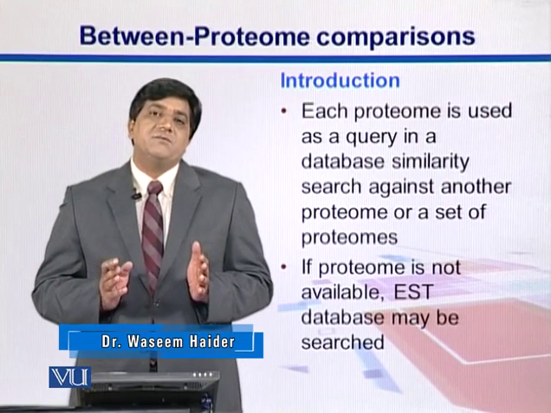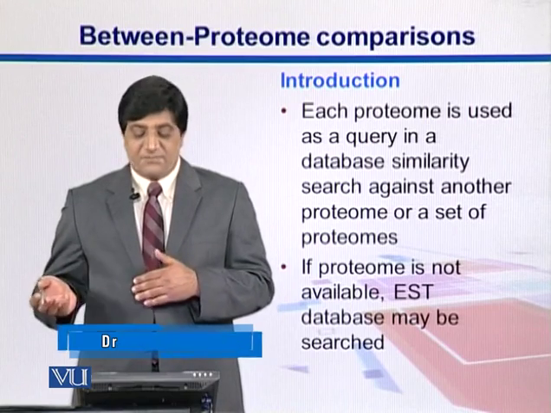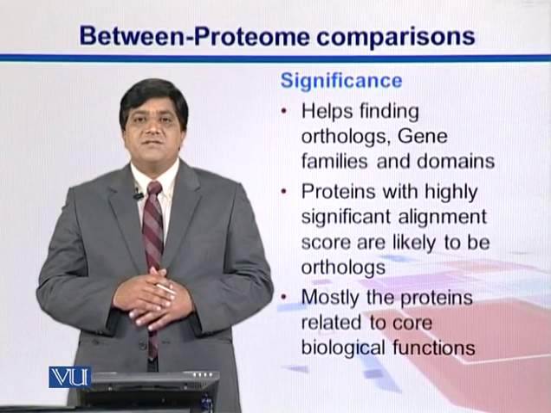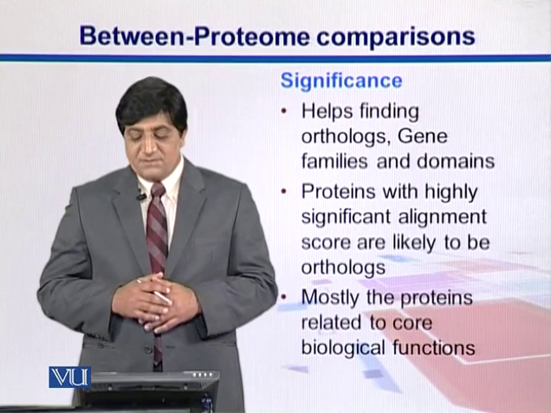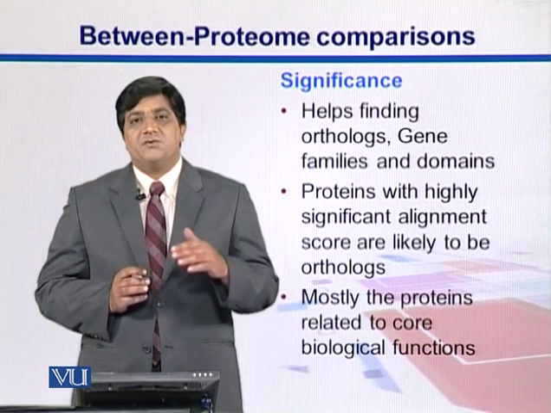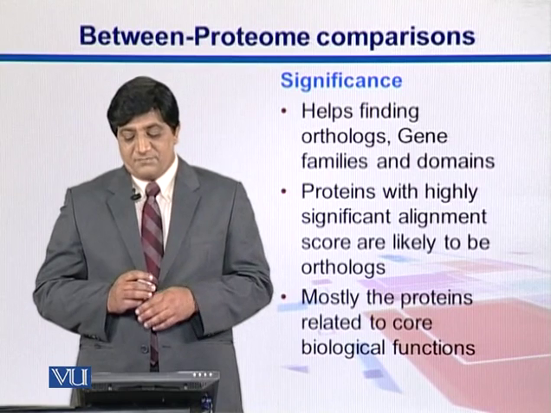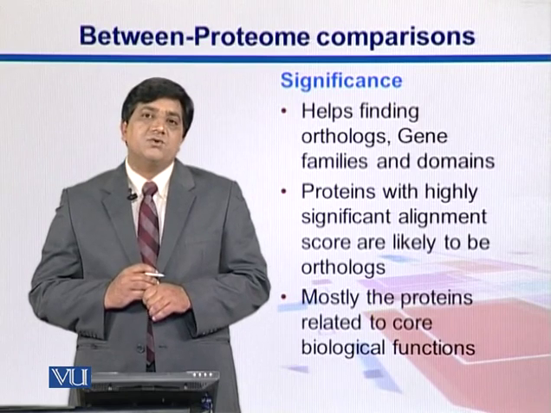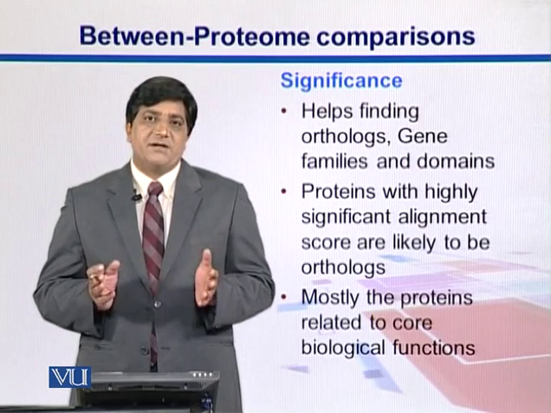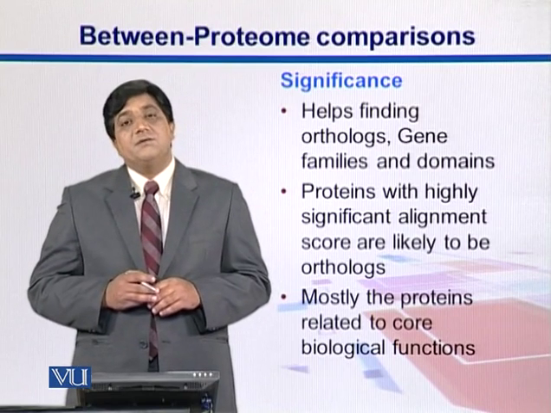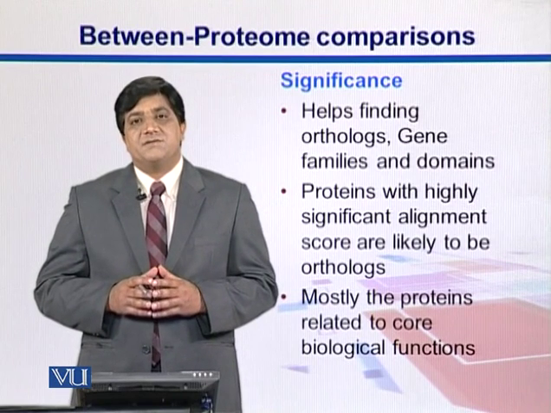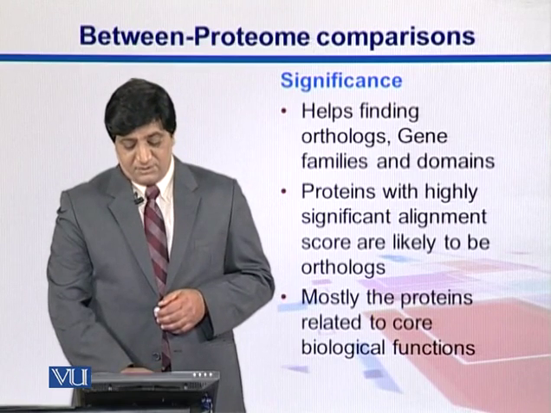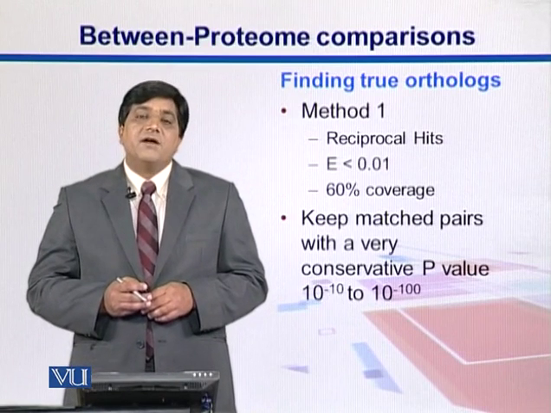If a proteome is not available, we can search against ESTs, which are expressed sequence tags. We can use those databases also. As I said earlier, this helps us find the orthologous genes. We can find the gene families and we can find the domains between different organisms. Proteins with highly significant alignment scores can be called or suspected as orthologs. Mostly the proteins related to core biological functions, the basic functions of life, most of them are orthologs.